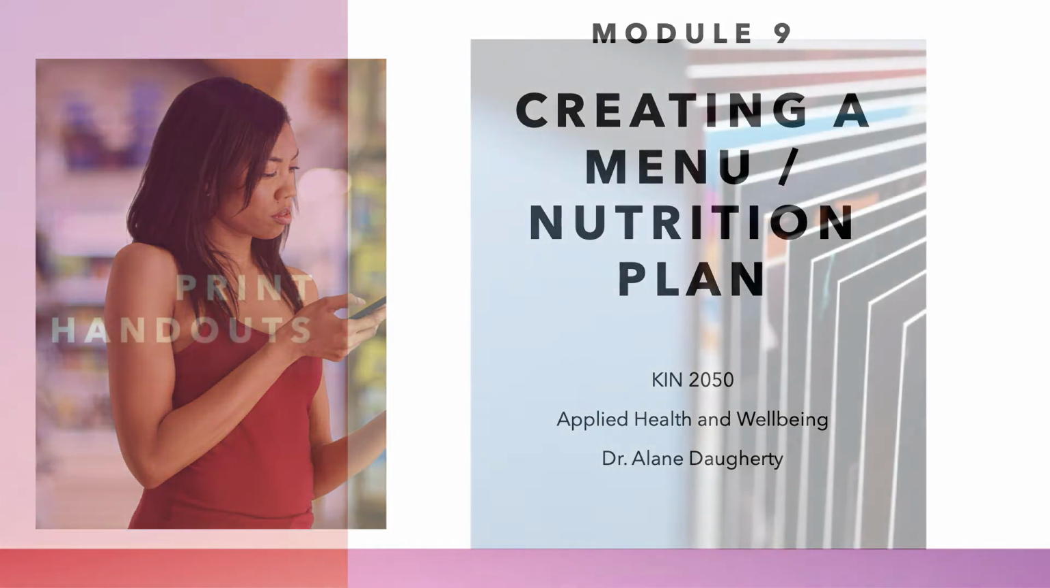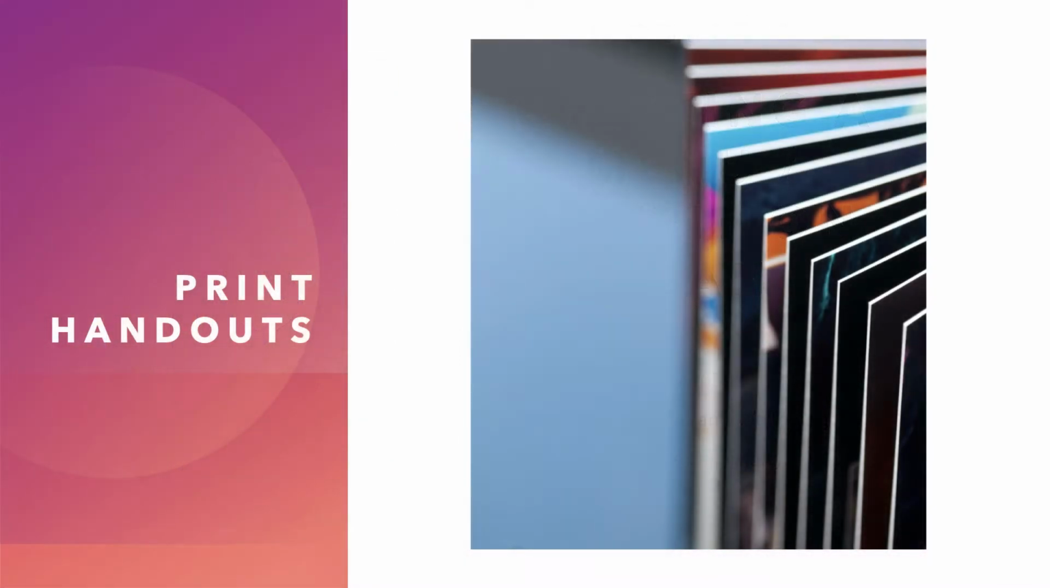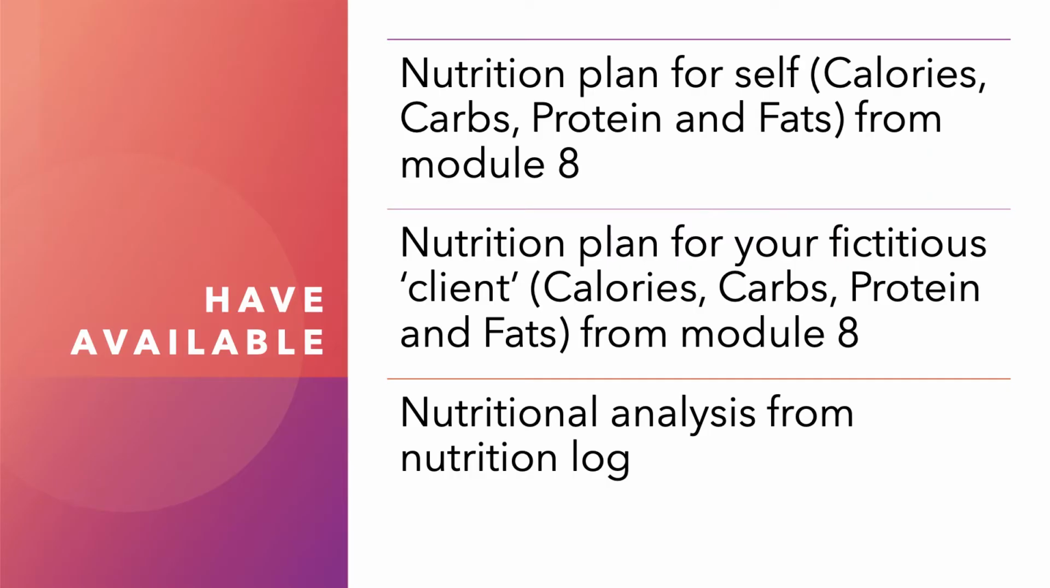But the first things that you're going to do this week is I want you to print the handouts. There are two handouts. One is creating a new nutritional menu for yourself, and the other is creating a nutritional menu for your fictitious client. So print those out and have those available. Also, I would like you to have available your nutrition log that you did, complete with the analysis. Remember, the last thing I asked you to do was actually analyze, not record again, but actually analyze everything you ate for calories, carbohydrates, fats, and proteins. So that's going to be really important to have available.